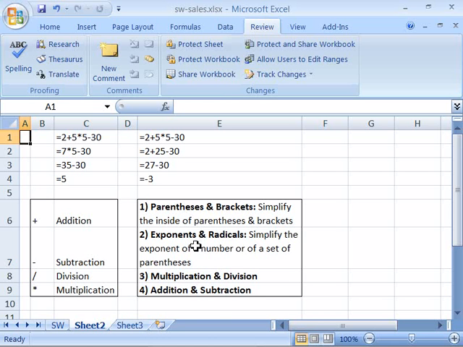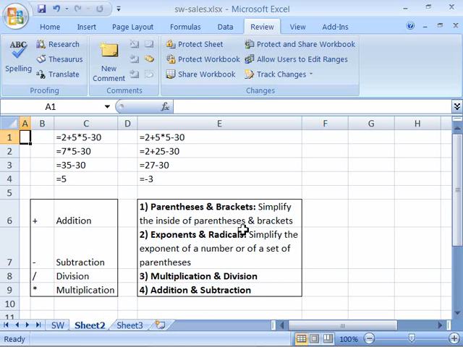Then, the next rule is exponents or radicals. Excel will automatically simplify any of the exponents or radicals of a number or of a set of parentheses. Then multiplication and division is stronger than addition and subtraction, so Excel will perform any multiplication or division prior to doing any addition and subtraction.